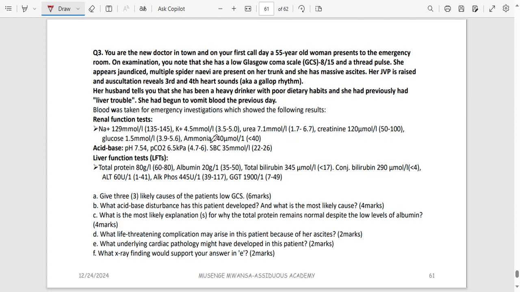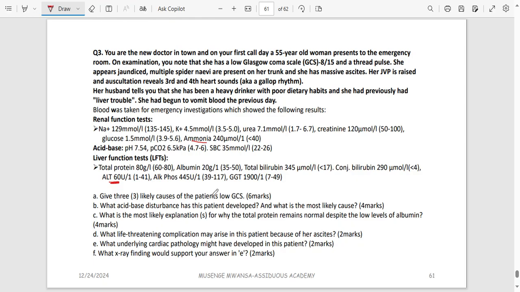Look at ammonia. Ammonia is high. And you can see there are elevated liver enzymes. If liver enzymes are elevated, it means that there is a problem in the liver. So the liver can't conjugate ammonia. Ammonia is supposed to be converted to a less toxic form. Since the liver can't do that, the ammonia will accumulate in the brain, and that causes what is known as hepatic encephalopathy. So that is the first thing. Hepatic encephalopathy can lead to a low Glasgow Coma Scale.